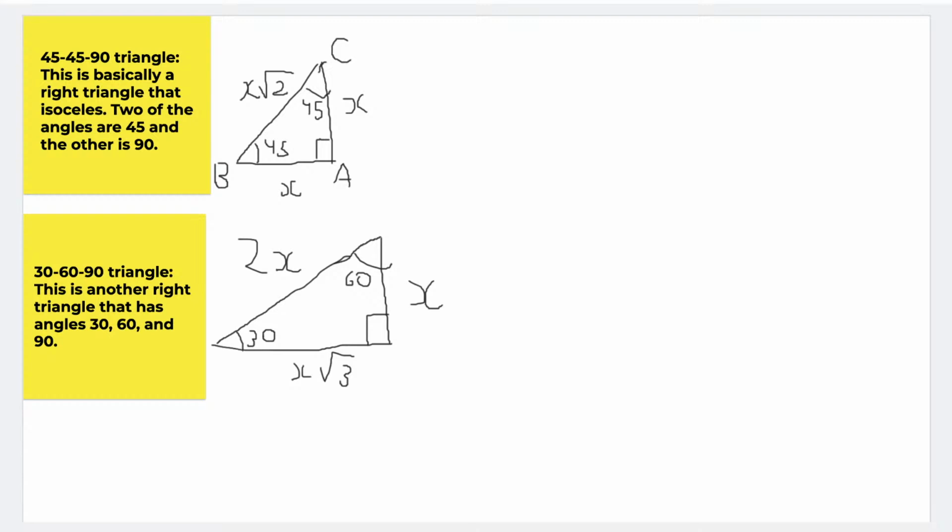Now I'm going to show you guys two triangles that are very important in mathematics, especially competition math. It's the 45-45-90 triangle. It's basically a right triangle that is isosceles. Two of the angles are 45 and the other is 90. So pretend I have this is 45, this is 45, and this is 90. So pretend this is 2 and this is 2.